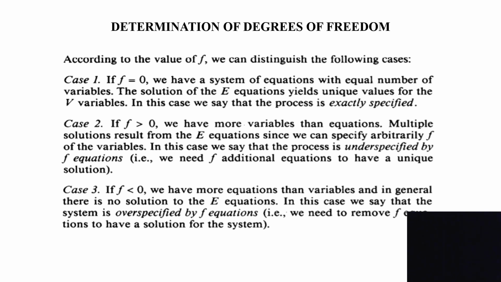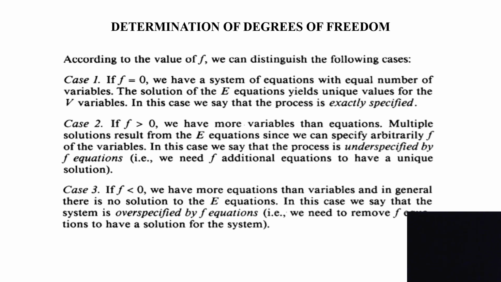And the second case, F greater than 0, you call that underspecified. So you will have multiple solutions because the number of variables is always greater than the number of equations. So arbitrarily, we can specify F variables. In that case, you have to include additional equations to have a unique solution.